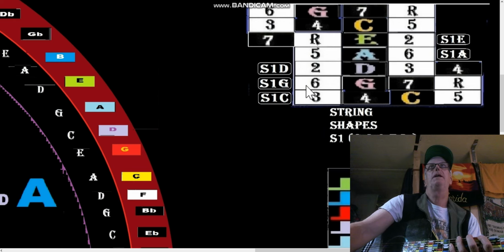And the reason for that is, starting from a G shape here, when we move a pattern down, the new bottom string is going to be a fifth from the original bottom string. So the fifth of G is D. We're going to use a D string shape. Now it matches up right there.